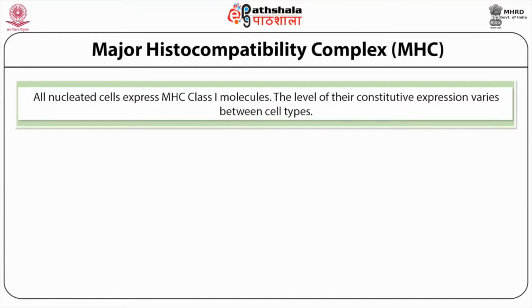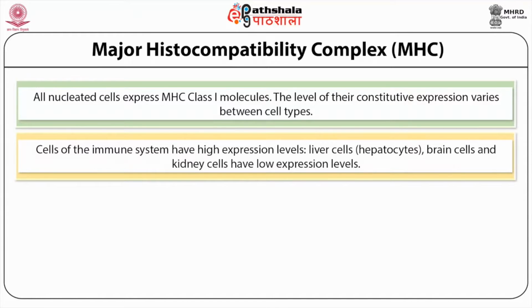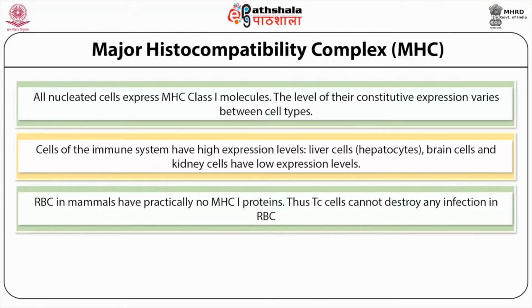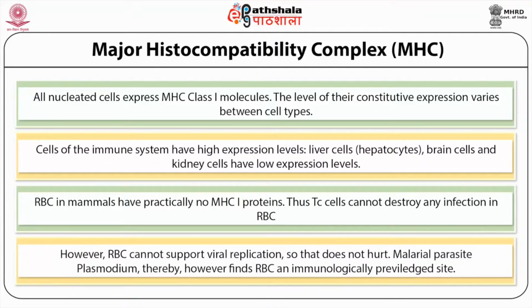All nucleated cells express MHC Class I molecules. The level of their constitutive expression varies between cell types. Cells of the immune system have high expression levels. Liver cells, brain cells and kidney cells have lower expression levels. RBCs in mammals have practically no MHC Class I proteins. Thus, TC cells cannot destroy any infection of RBCs. However, RBCs cannot support viral replication, so that does not hurt. The malarial parasite Plasmodium, however, finds RBCs an immunologically privileged site.